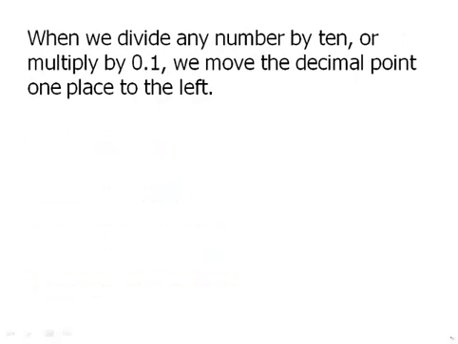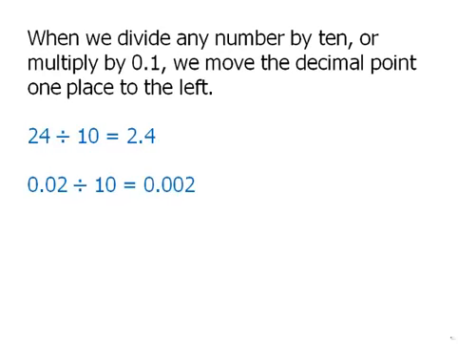When we divide any number by 10, or multiply by 0.1, we move the decimal point 1 place to the left. So now 24 divided by 10, the decimal point next to 4 moves 1 place to the left, and it winds up between the 2 and the 4, 2.4. 0.02 divided by 10, the decimal point moves 1 place to the left. I wind up with 2 placeholding zeros, 0.002, 2,000ths.